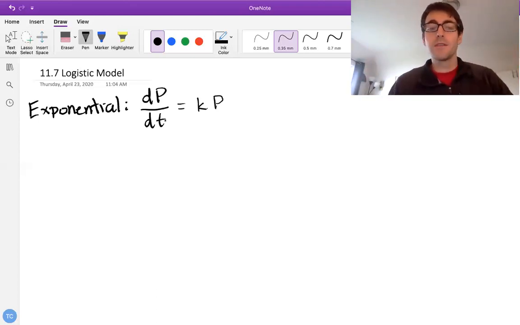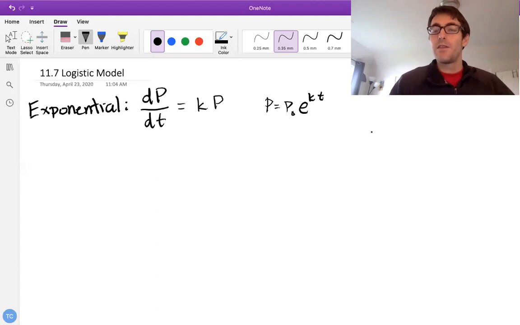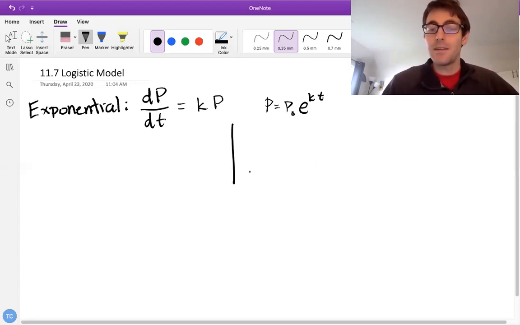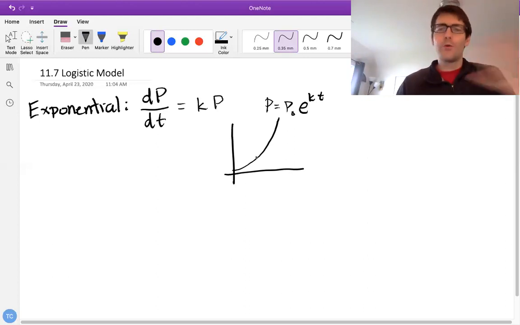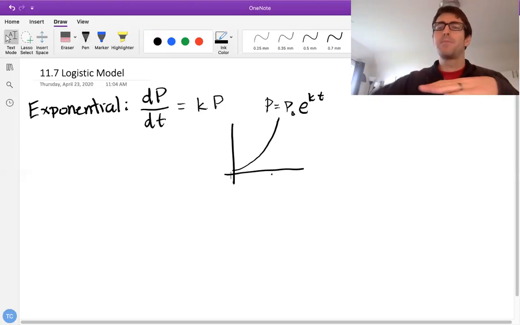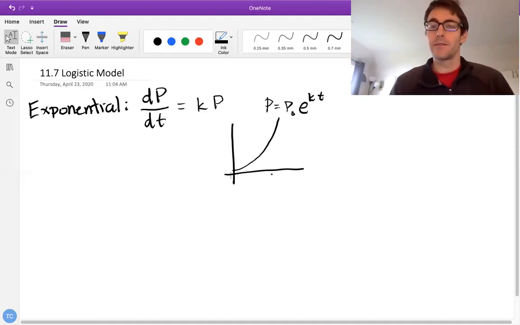At some point, we're going to run out of real estate. So what this model says, when we have the solutions looking like our starting condition times some e to the kt, is that it's going to just keep increasing. It's just going to keep getting bigger and bigger and bigger. At some point, we run out of space on the island, or run out of food on the island, or what have you. At some point, this model has blown past some theoretical carrying capacity for the island.